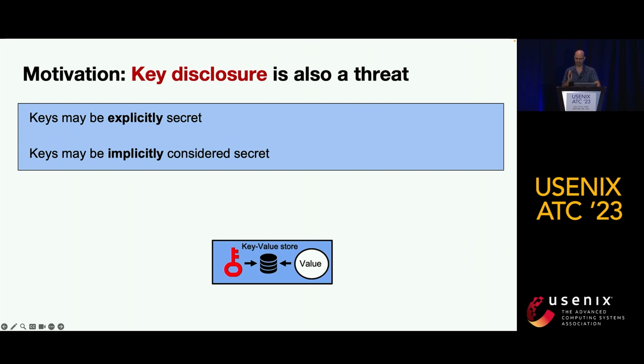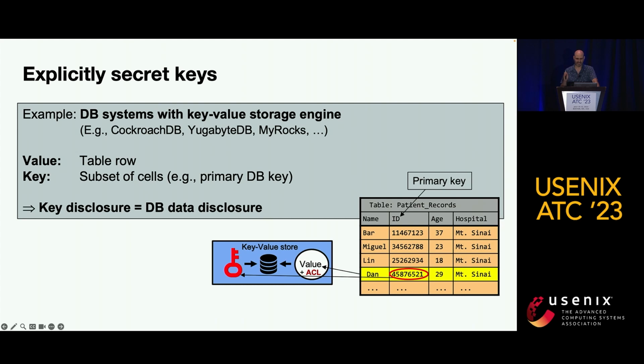Keys may be explicitly secret, or keys may be implicitly considered secret when users expect keys to be hard to guess. Keys can be explicitly secret when they contain secret data of the larger system. For example, database systems like CockroachDB and MyRocks use a key-value storage engine to store data. In this system, the row's data is stored as the value, while the key contains a subset of cells from the original row, for example, the primary key. So revealing a key of the key-value store reveals information stored in the database.